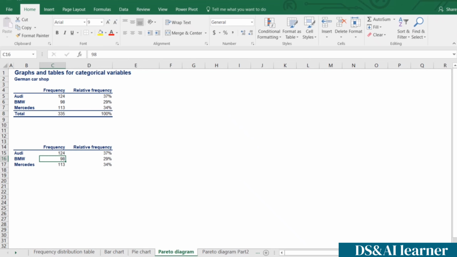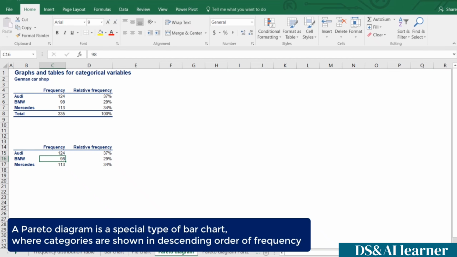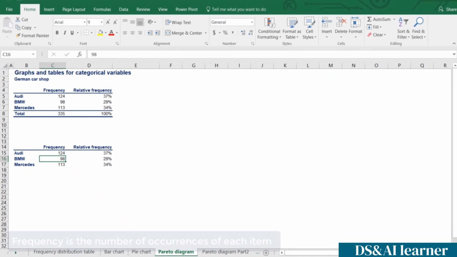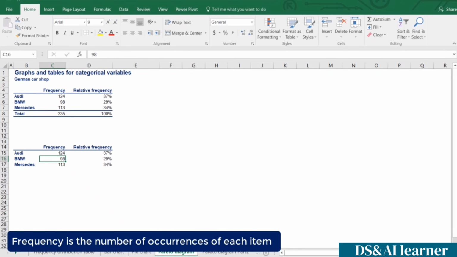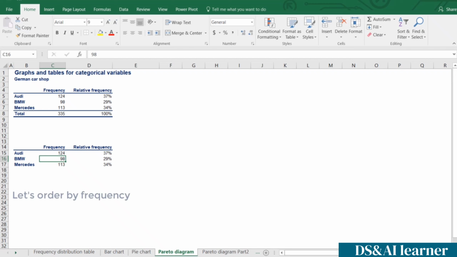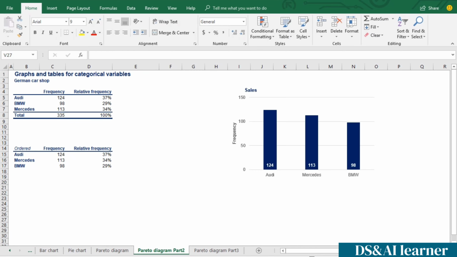Lastly, we have the Pareto diagram. In fact, a Pareto diagram is nothing more than a special type of bar chart, where categories are shown in descending order of frequency. By frequency, statisticians mean the number of occurrences of each item. As we said earlier, in our example, that's exactly the number of units sold. Let's go back to our frequency distribution table and order the brands by frequency. Now, we can create the bar chart based on the reordered table, and voila! We almost have a Pareto diagram.